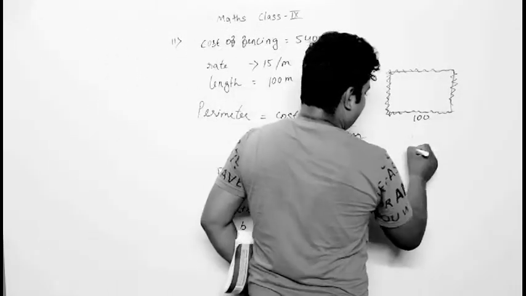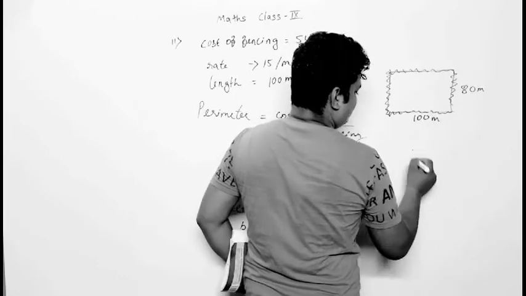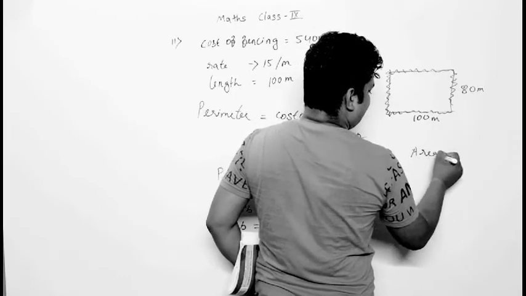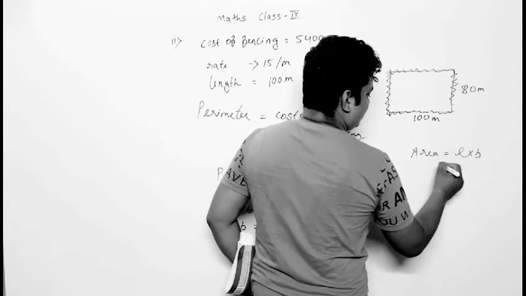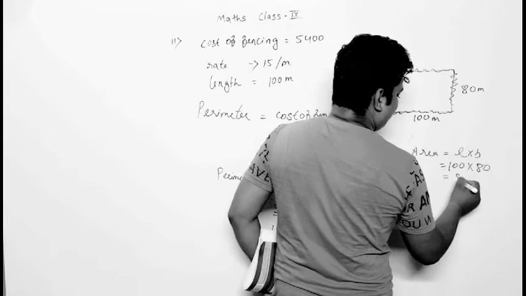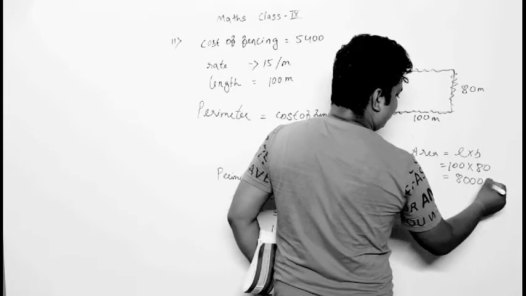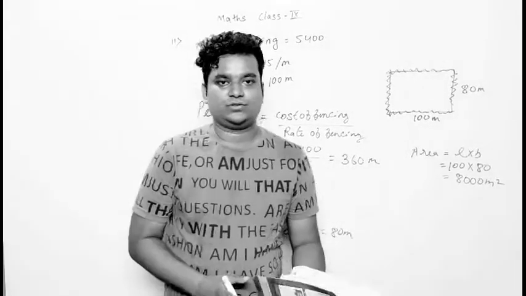For finding the area, this is 80 meter and this was 100. So area equals length into breadth. 100 multiplied by 80, so we will get 8000 meter square. This is the answer. In this order we need to solve the question.